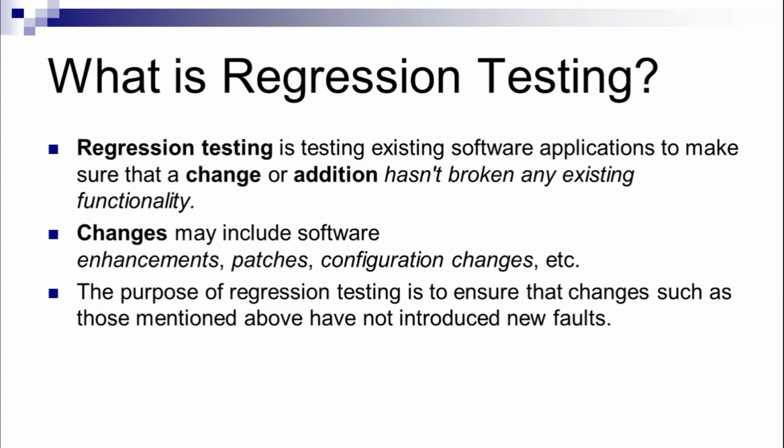So what is regression testing? It's testing an existing software application. That means you already have a software. All you have to do is make sure that none of the existing functionalities of that product have been broken because of some new addition or change. Now these new changes can be anything. It could be a bug fix, it could be an enhancement, it could be a patch, or maybe configuration changes. The purpose of regression testing is to ensure that changes such as those mentioned above have not introduced new faults.